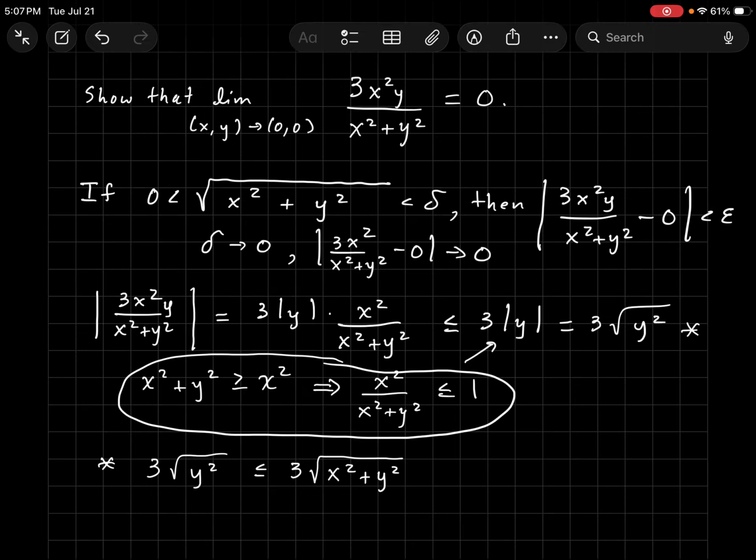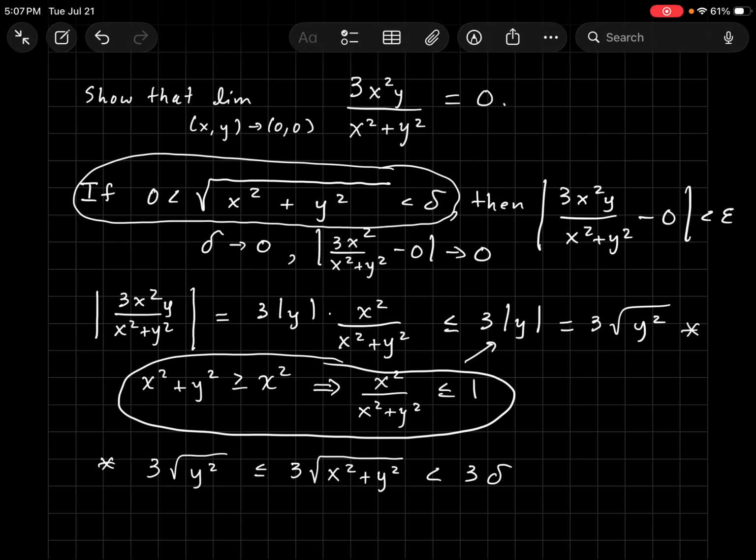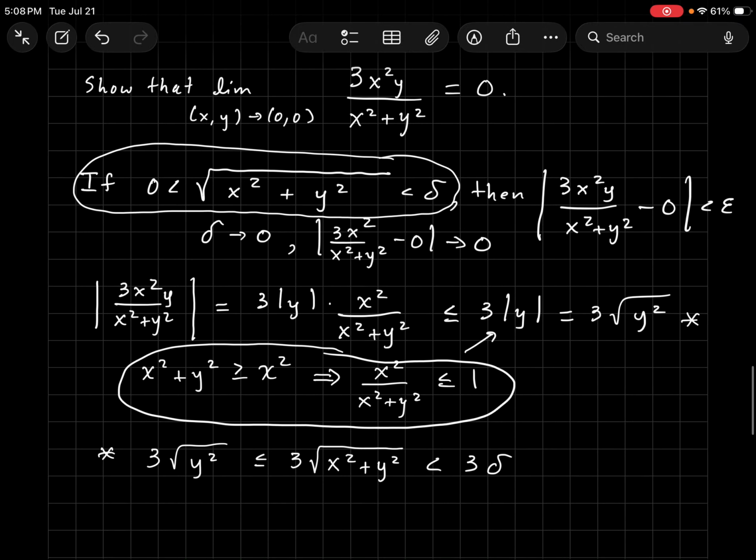But notice now that this is less than 3 delta, because of my statement right up here. We're assuming, that's part of the assumption we're allowed to make, that the square root of x squared plus y squared is less than delta. So here's what we do. It's sometimes confusing, takes a while to kind of understand it. But we're going to let delta equal epsilon over 3.